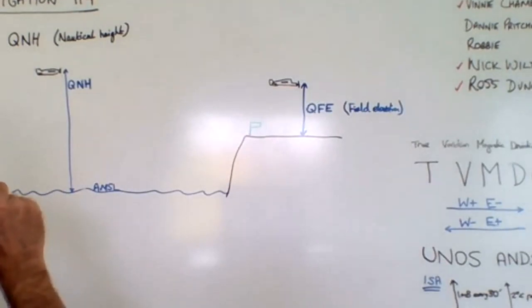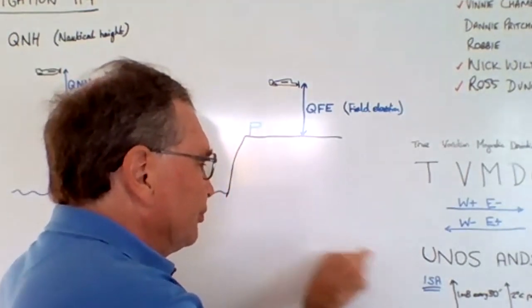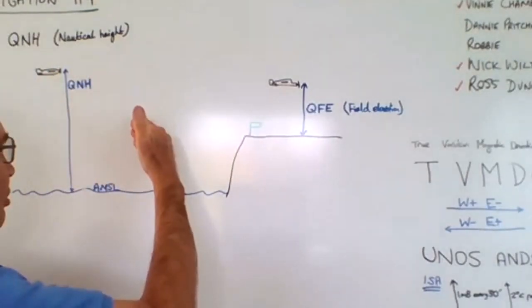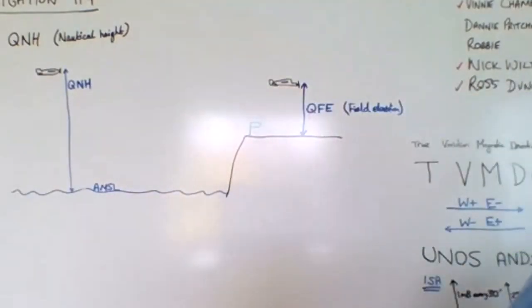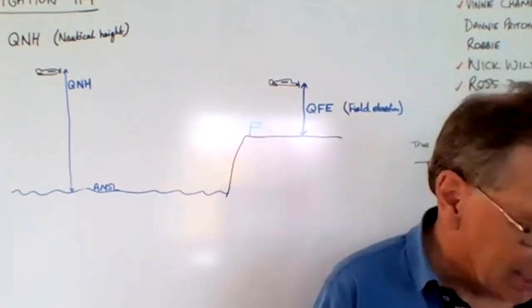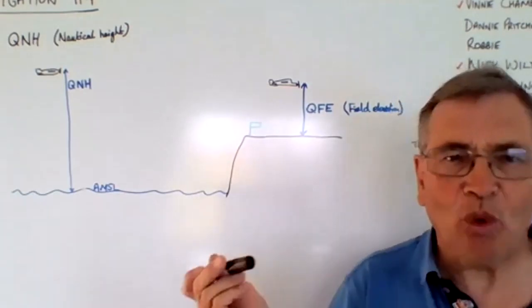Now, thinking about this a bit more, what is the purpose of QNH? What sort of things do we want to achieve when we're talking about setting our altitude above sea level? Why is that even important?